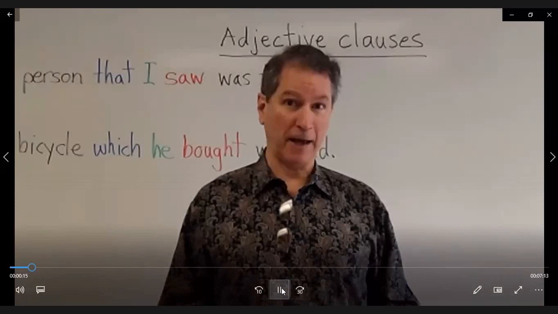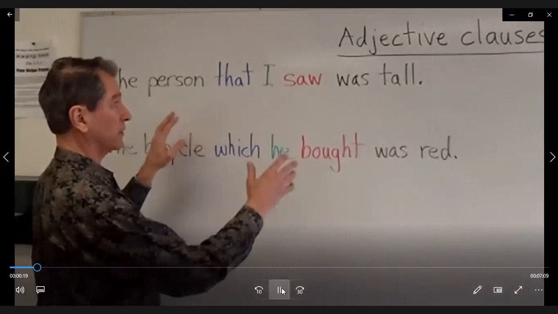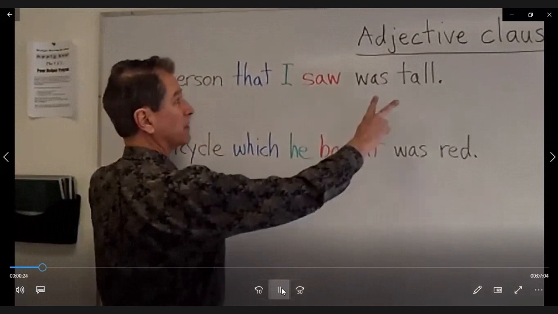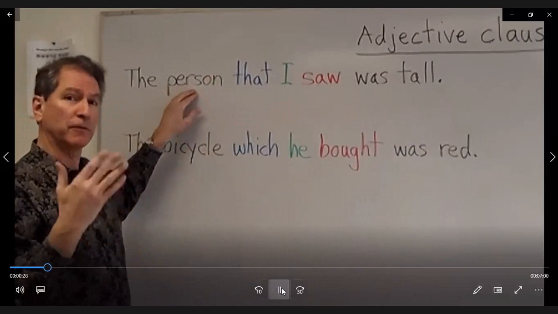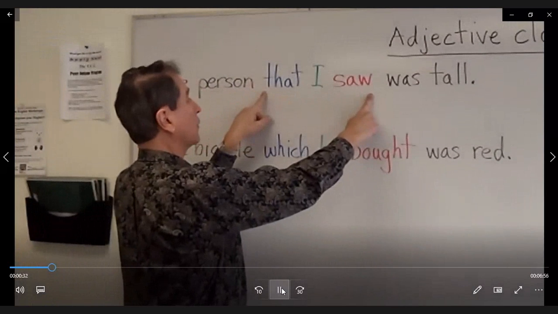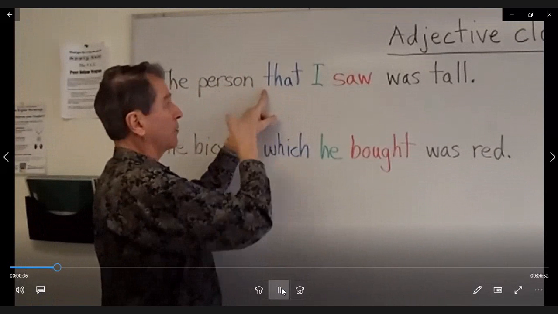that they have. I've written a couple examples here on the board. The person that I saw was tall. Now you notice in this first example, I have my independent clause, the person was tall. But that's not enough information about person for you to know who I'm talking about. So I need to add these three words right after person to tell you which person I'm talking about.